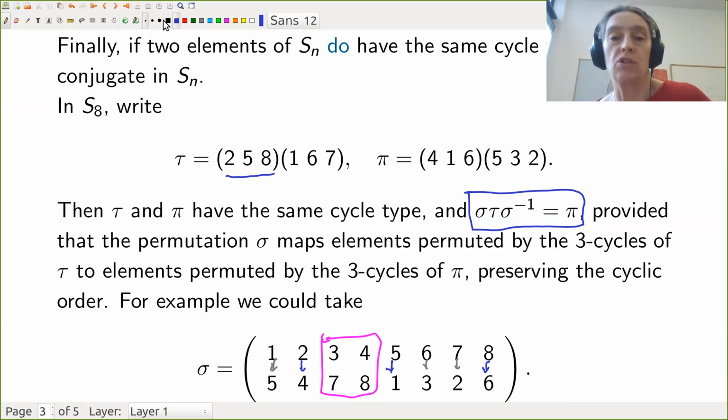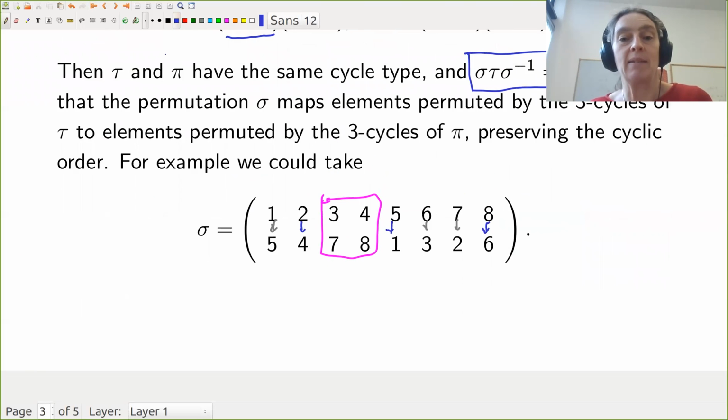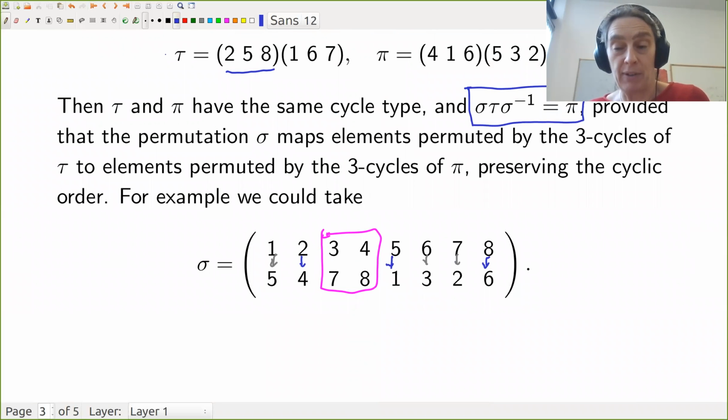They are conjugate to each other in S8. And our conclusion is that a pair of elements in S8 are in the same conjugacy class, they're conjugate to each other, if and only if they have the same cycle type. That is, when you write down the product of disjoint cycle expressions, they have the same structure. So they have, in this example, 2 3-cycles and 2 fixed points.